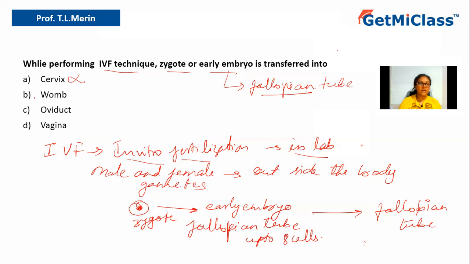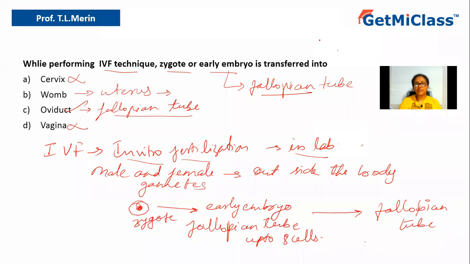So not cervix. Then option B says womb. Womb is nothing but the uterus itself, and this will be for a later stage, like up to morula, or the blastocyst stage. Then oviduct. Yes, oviduct is nothing but fallopian tube. And that is where it has to be inserted if it is zygote or early embryo stage. So that should be the right answer. Vagina, not vagina, because embryo development will not occur there.